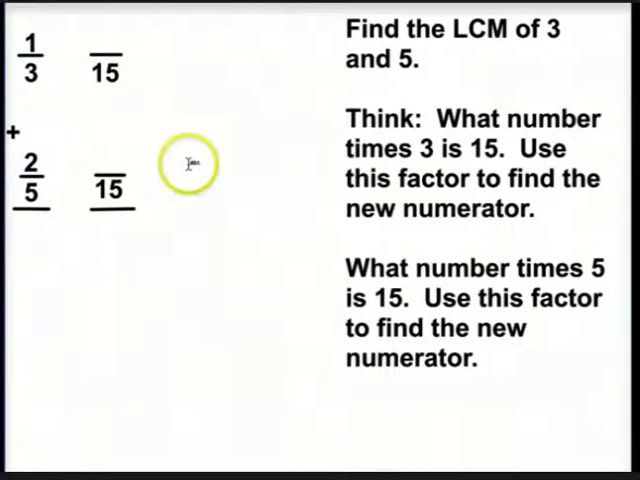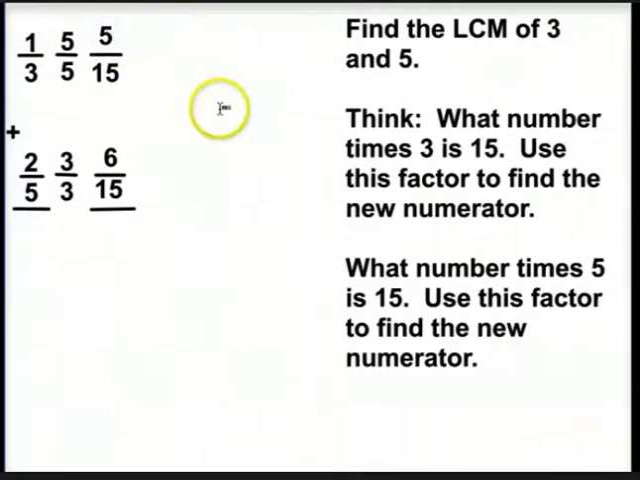Now, this is what you're going to look at to find that factor. 5 times what number is 15? Well, 5 times 3 is 15. That means you're going to multiply 2 times 3 to get your new numerator. 2 times 3 is 6. We're going to do the same thing here. 3 times what number is 15? Well, that's 5. So that's the factor that you're going to multiply your numerator by to get your equivalent fraction. And you've got 5/15.